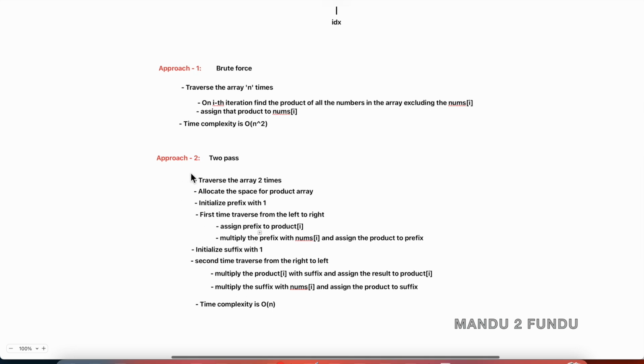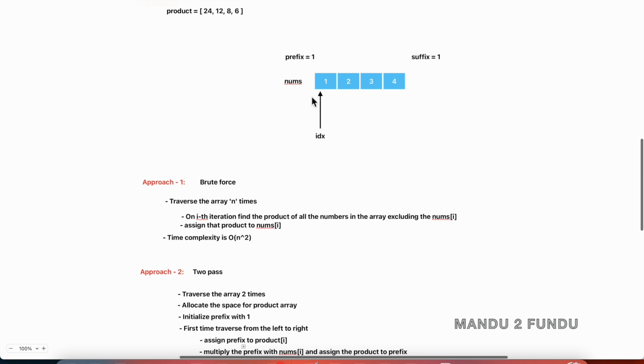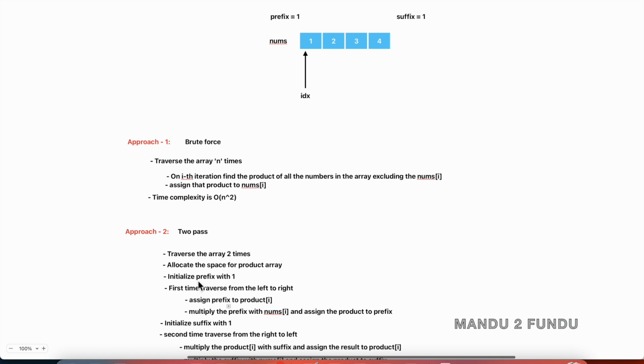And the second approach is a two-pass approach. In this case, we traverse the array two times. The first time we traverse from left to right. The second time we traverse from right to left. We also maintain two variables, prefix and suffix. When we traverse left to right, first we assign the prefix value to the result array's index i, and we keep multiplying the prefix with the input array's nums[i] and keep updating the prefix.